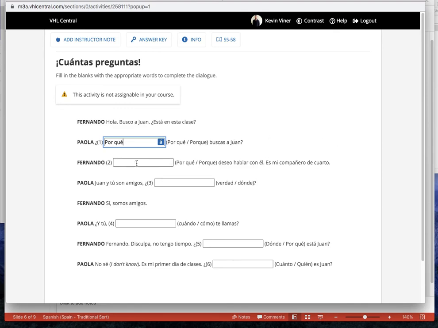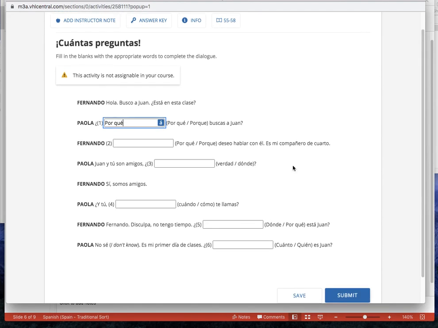Fernando contesta, blank, deseo hablar con él. Es mi compañero de cuarto. So pause, and we're back. And this is a statement, so of course it would be this one, the porque that's together. It sounds differently. Porque deseo hablar con él. Es mi compañero de cuarto.